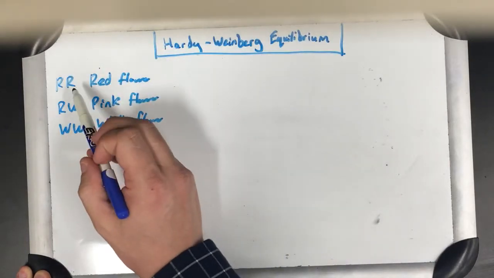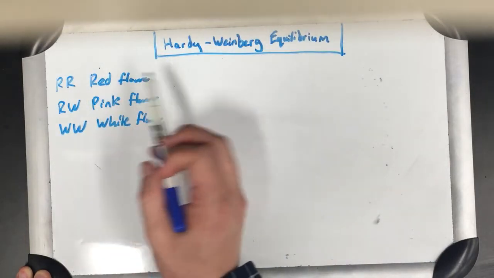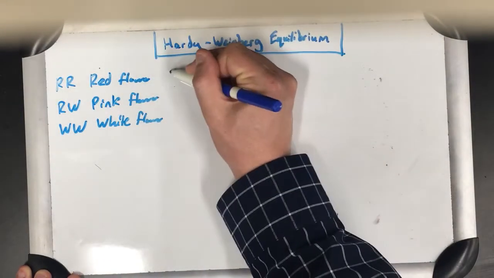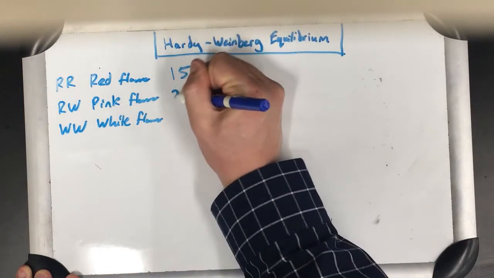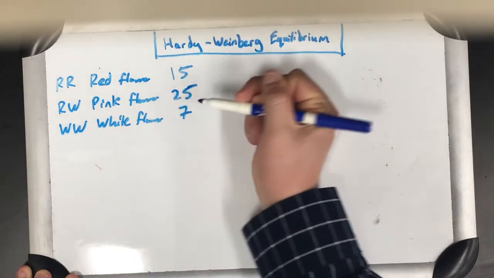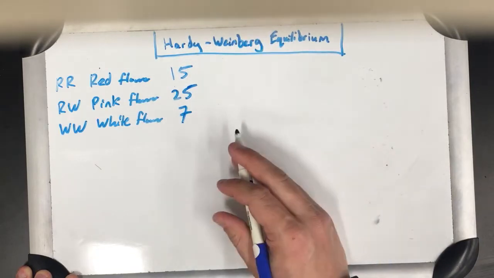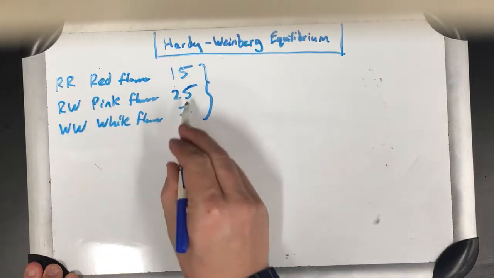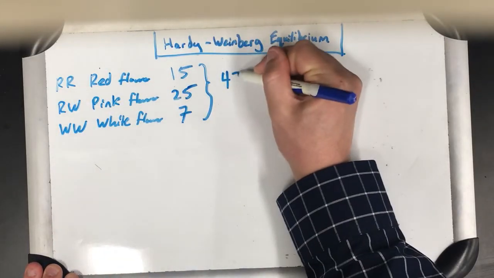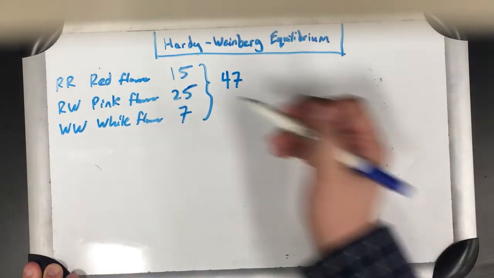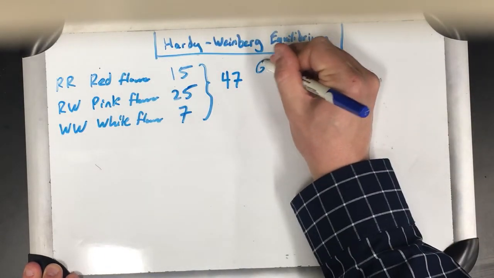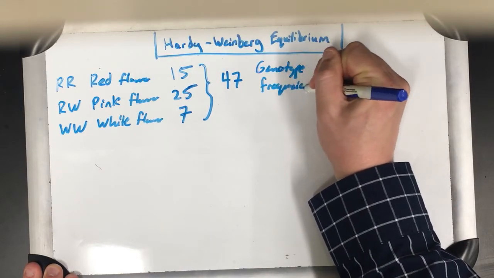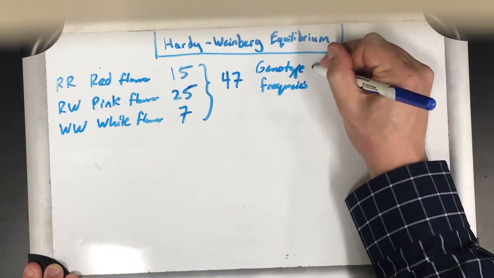So we're going to measure the presence of each of these alleles in a population, and we can measure the genotypes as well. So let's say that we observe just random numbers of a population. In this case, the total of this population across each of these genotypes is 47. So the frequencies here are just the frequencies of each of these genotypes.